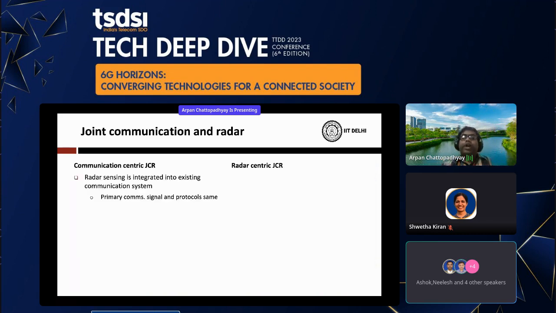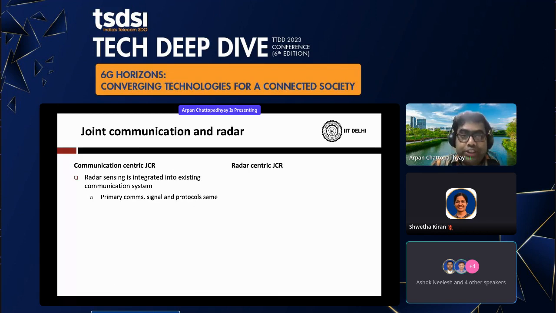So the idea of joint communication and radar is not new, actually. Radar and communication transmissions coexisted earlier also. What happened recently is that people started using the same hardware. Basically, the idea of DFRC, or dual function radar communication systems, is that they will use the same hardware and same transceiver.